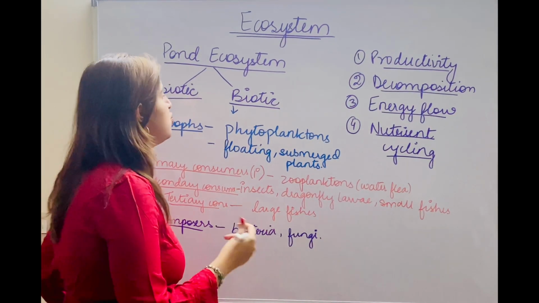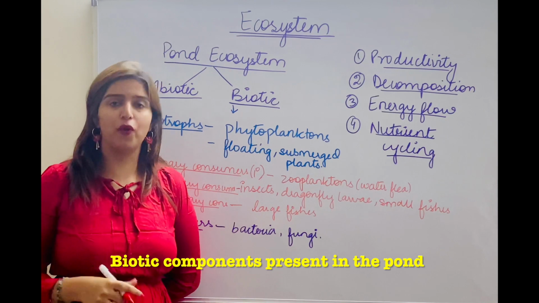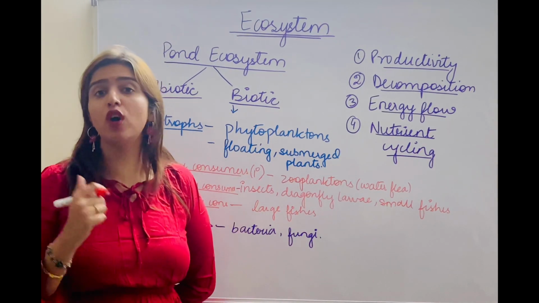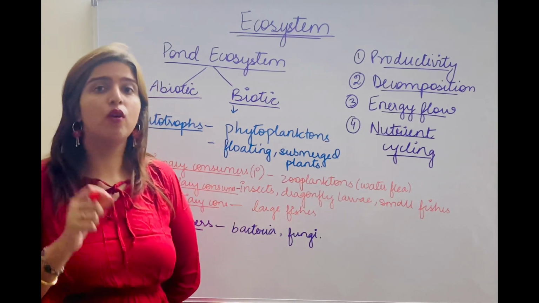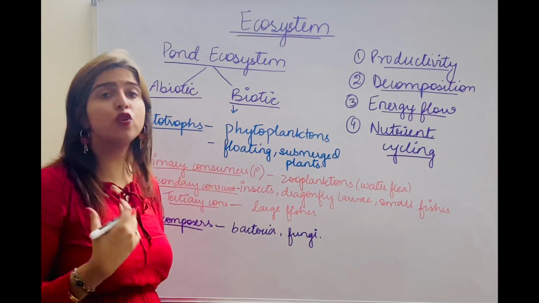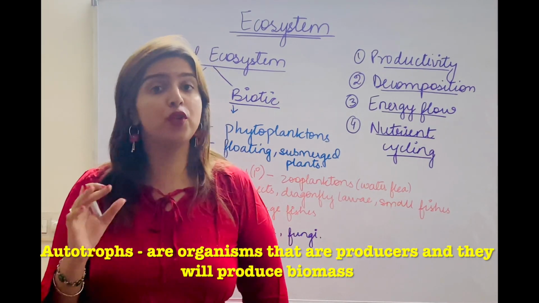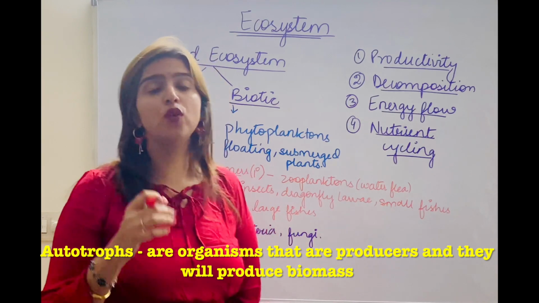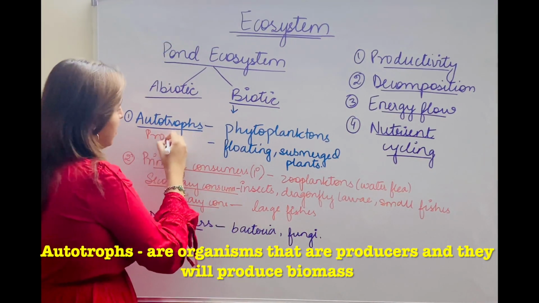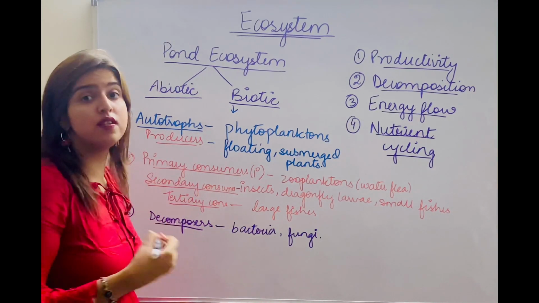Now let's begin talking about the biotic components that are present in the pond. Like I told you, the biotic components refer to the living components that are present. What could that be? First of all, there are going to be some autotrophs. Autotrophs, like I told you, are those organisms that are the producers. They are going to produce biomass primarily. So, autotrophs are producers. Who are the producers in the pond?